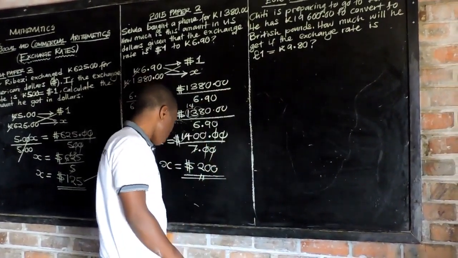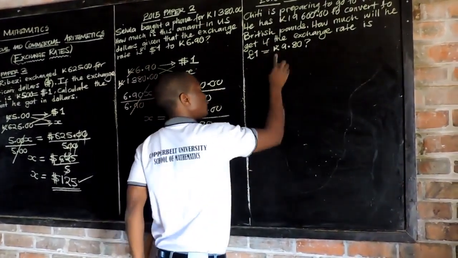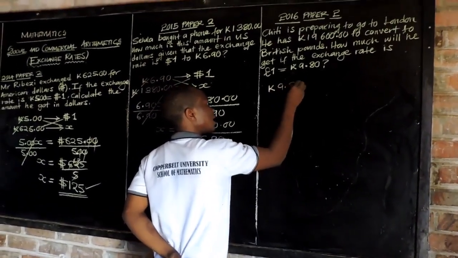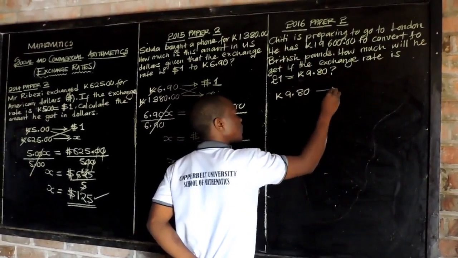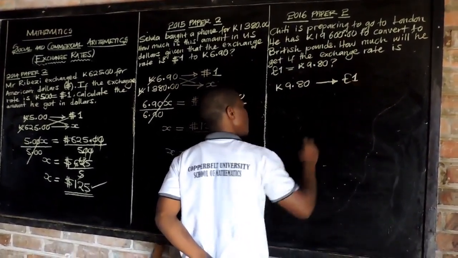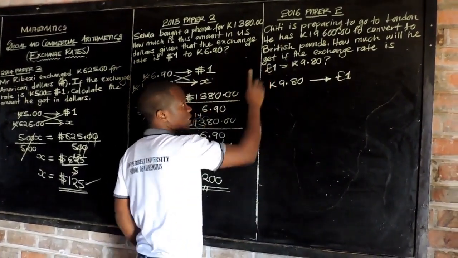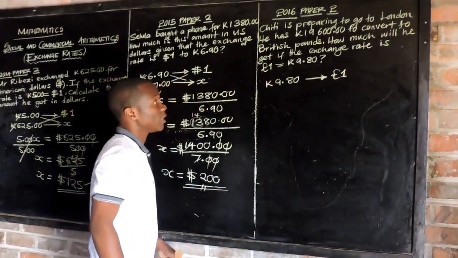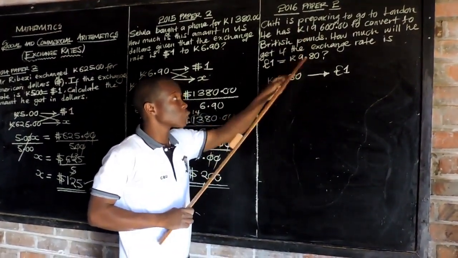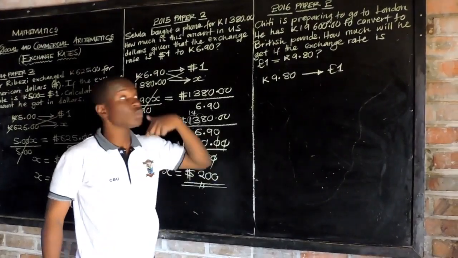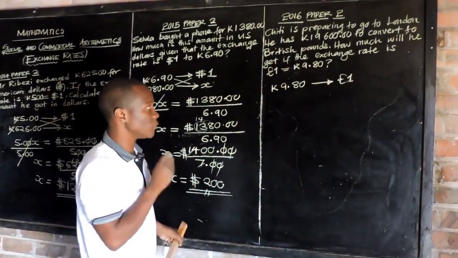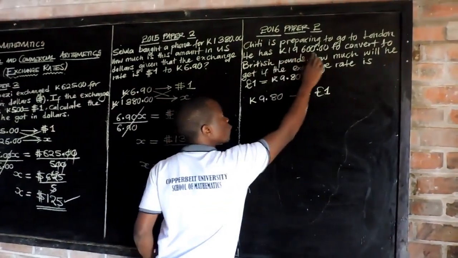So we are saying, if you have 9 kwacha 80, you're going to be given how many British pounds? 1 British pound. Are we together, people? Now, Shitty was preparing to go to London. In London, they don't use kwacha. They use British pounds. So he should change or convert the money in kwacha into what? British pounds. So let us now convert this one.